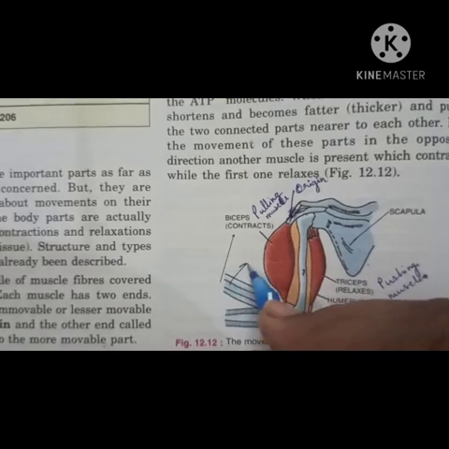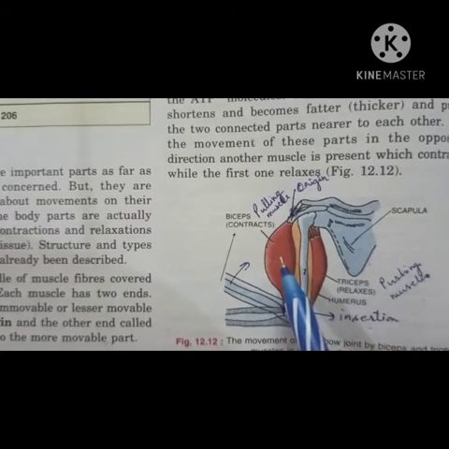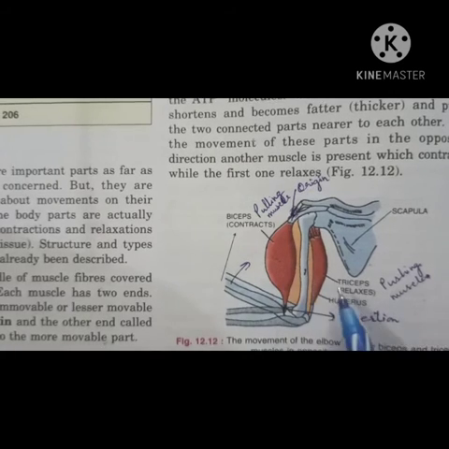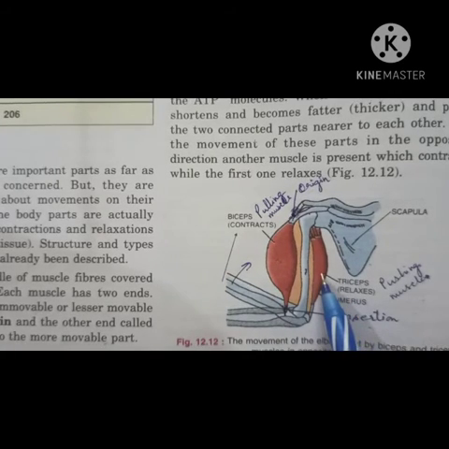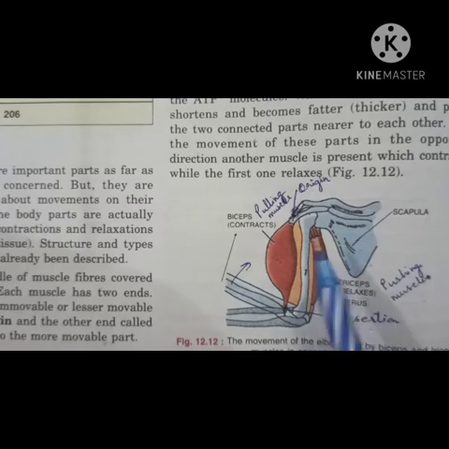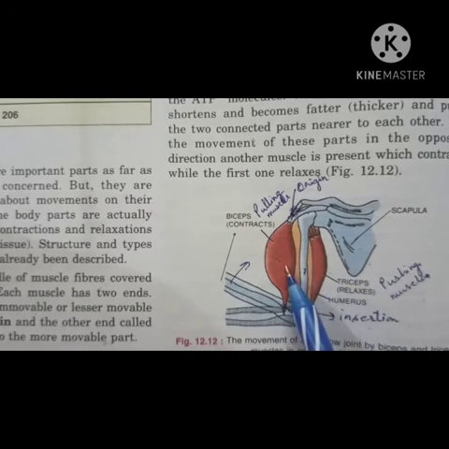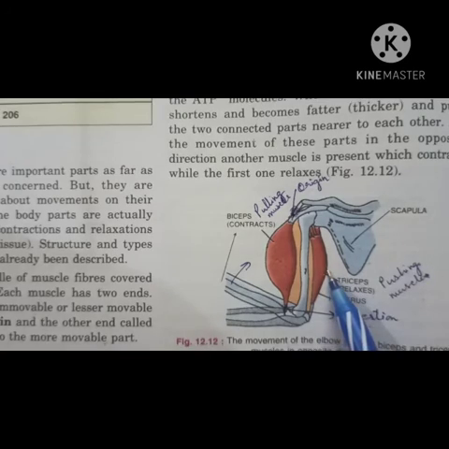When the hand goes up, at that time the bicep muscles contract and the tricep muscles relax. So they work in opposite directions, their work is just opposite to each other. That is why they are called antagonistic muscles, right?